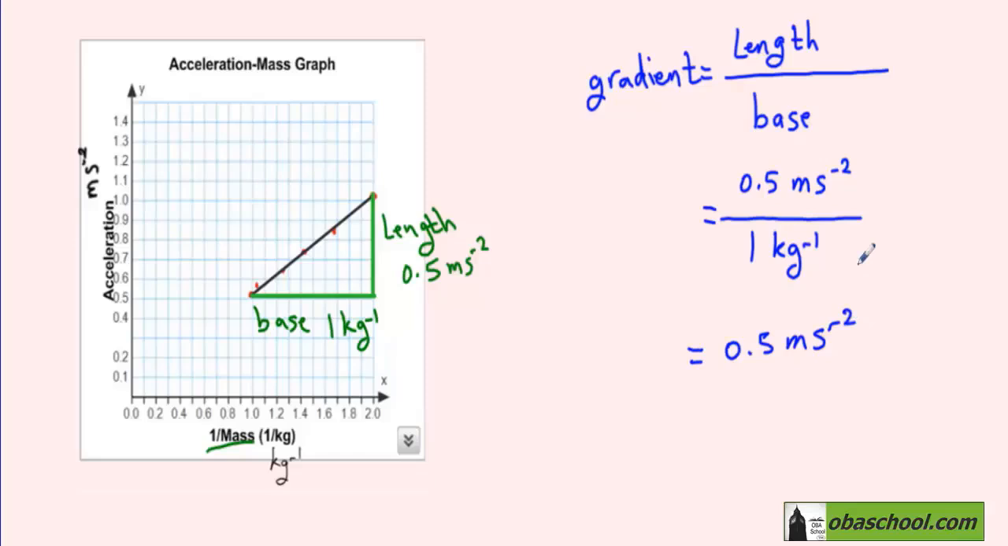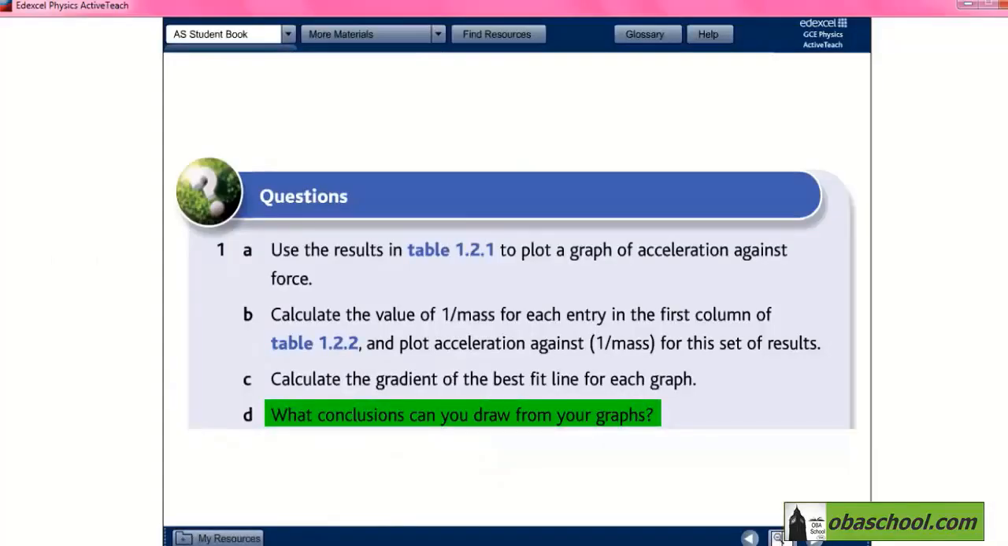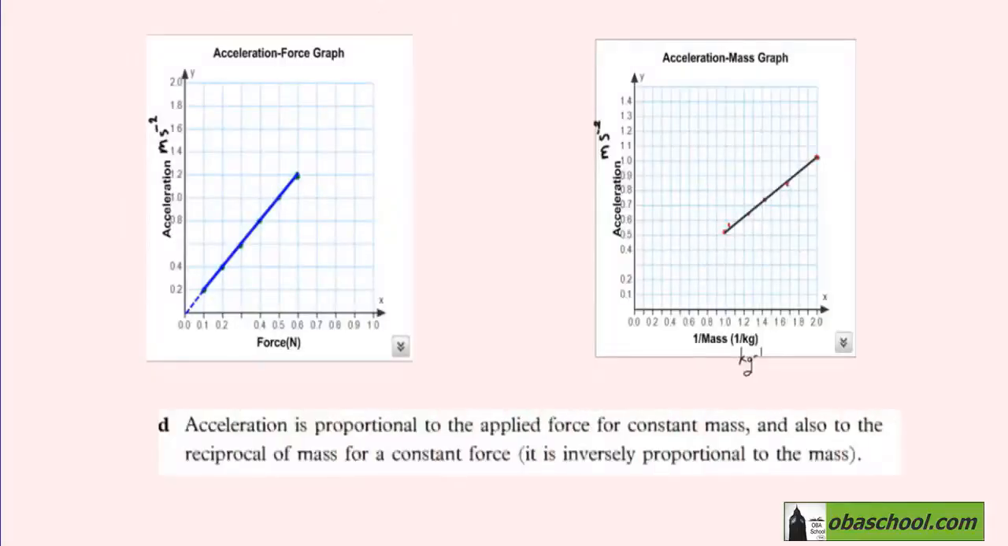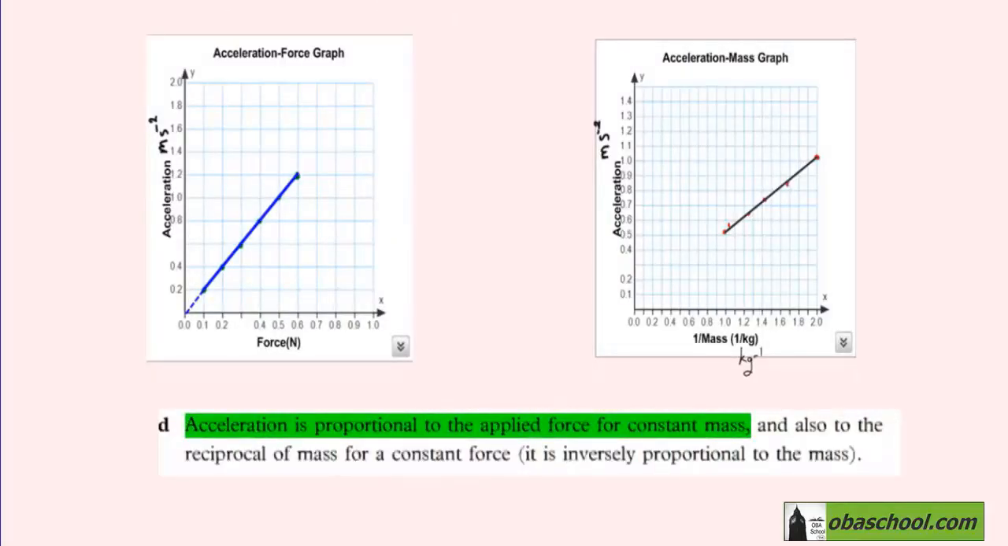So we got the answer by taking the length and the base that are on the graph and writing the equation. Now for part D, what conclusions can you draw from your graphs? We conclude that acceleration is proportional to the applied force for constant mass. As the force increases, the acceleration increases, and as the force decreases, the acceleration decreases.